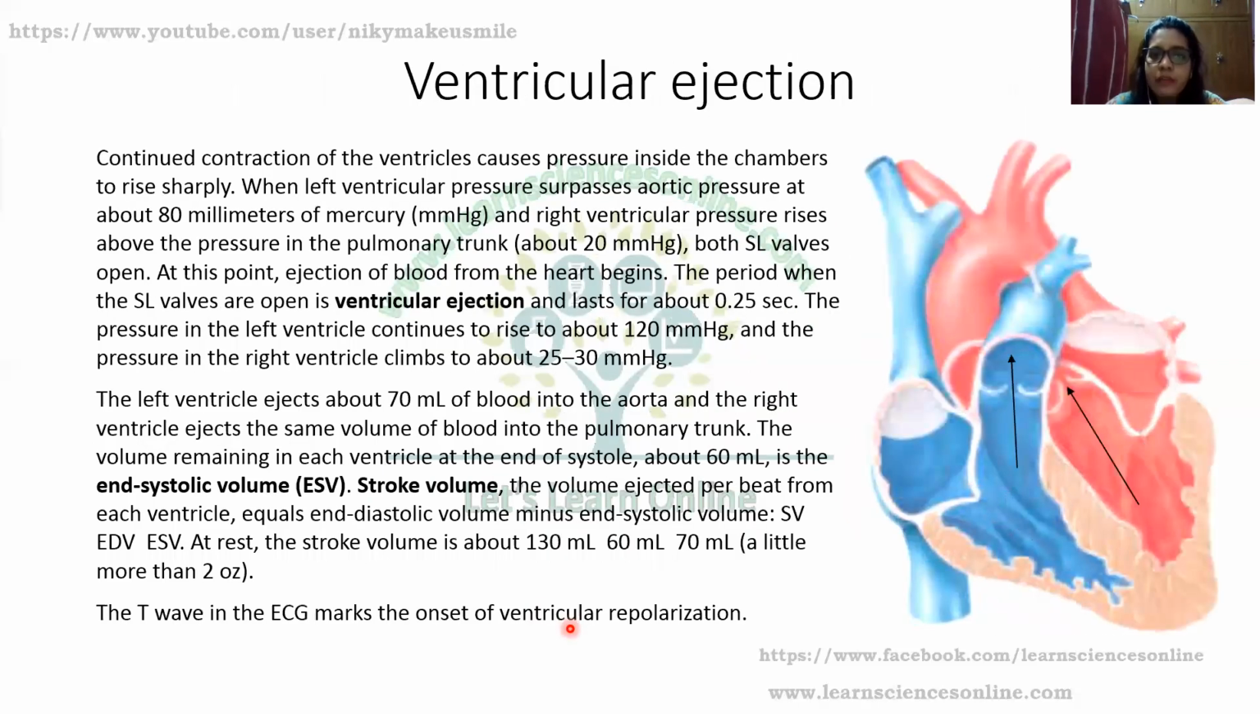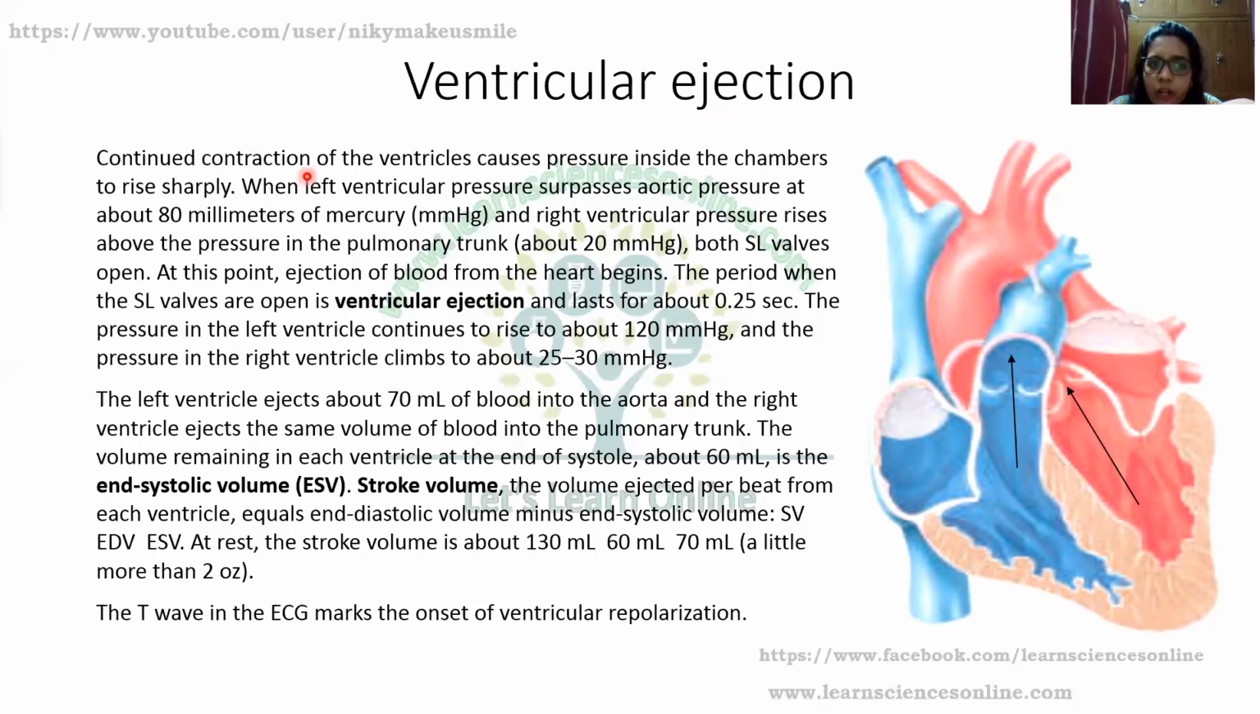Then next, after the isovolumetric phase comes ventricular ejection. Because blood pressure keeps on increasing in the ventricles due to the continuous contraction of the ventricular muscles, the semilunar valves, the pulmonary semilunar valve and aortic semilunar valve, get open. So blood starts exiting the ventricles.